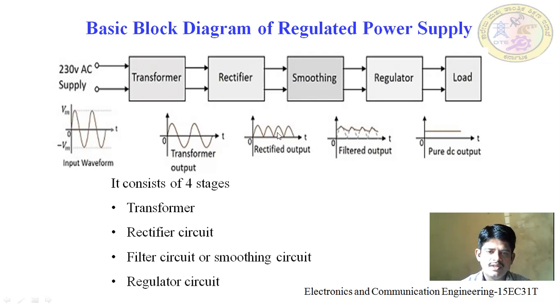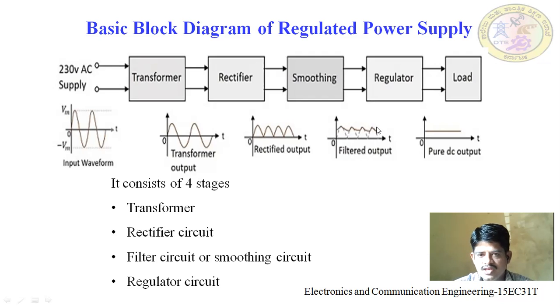So what is the next step? It will be passed to the smoothing circuit or a filter circuit. So what is the function of a smoothing or filter circuit? As the name indicates, it smoothens the wave, or it filters the pulses, meaning the ripples present in the rectifier output. So this is the output of the filter. You can observe these ripples are reduced here.